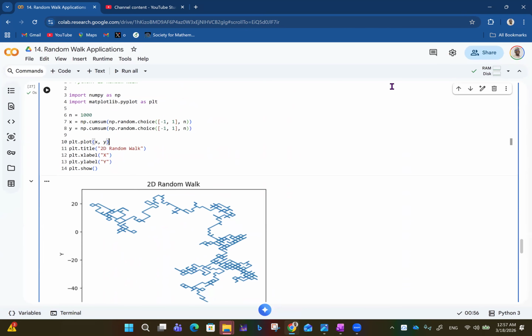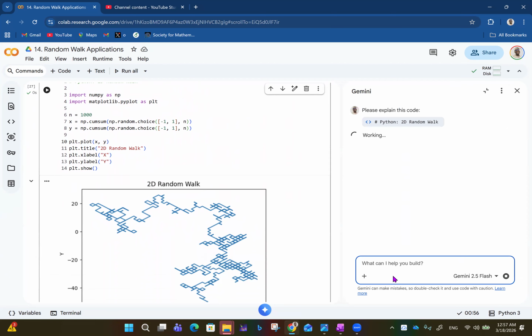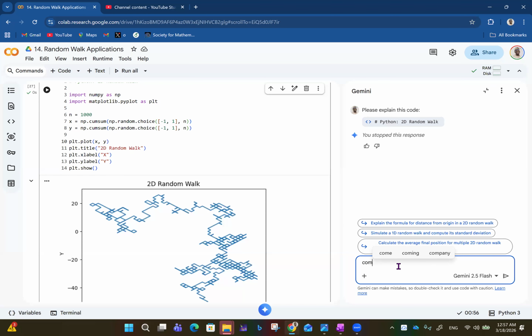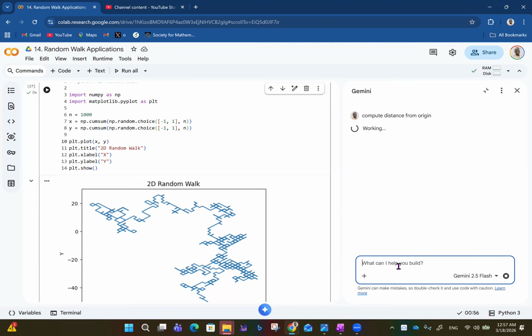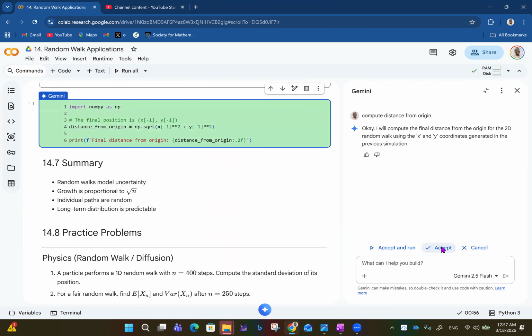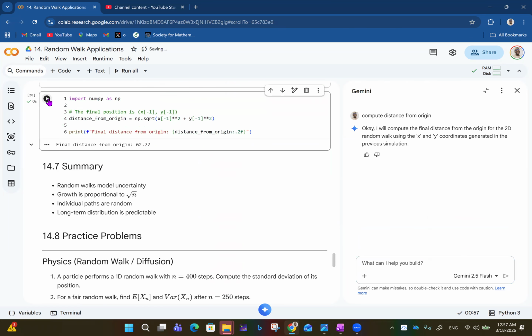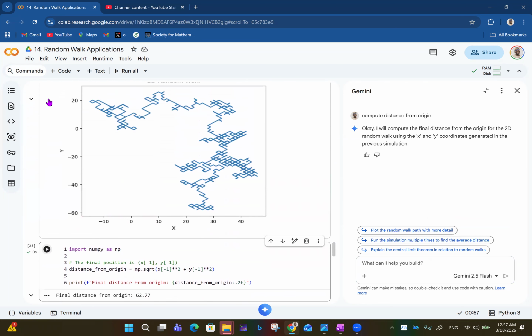I can just instruct this to compute the second part: compute distance from origin. I'll stop this from running, and I just say compute distance from origin, like that. It takes a bit of time, and gives me that. So I just accept and then I run. So that's the distance from origin for each step.